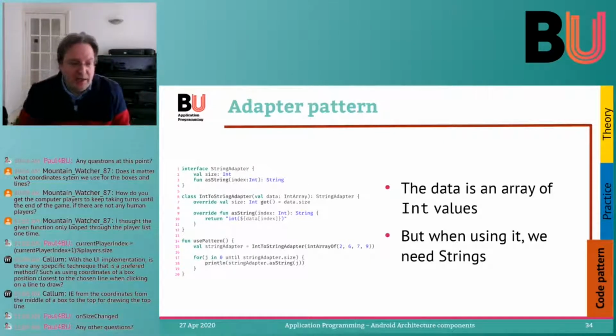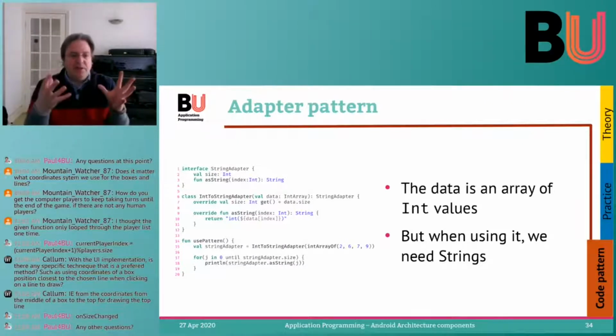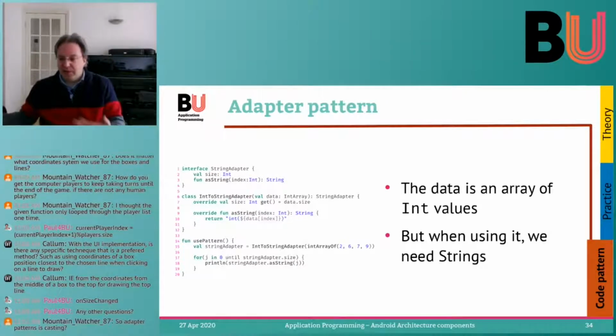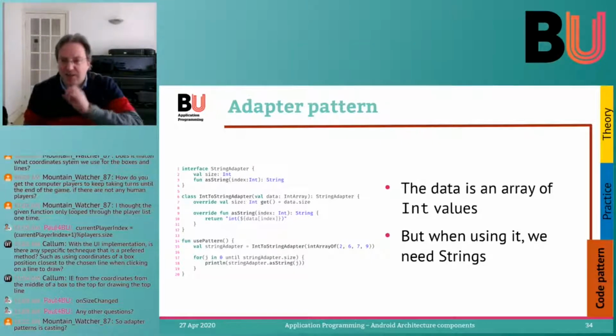And we might have data that is an array of integers, and we want to actually make them accessible as strings. You can create copies, but in this case we don't want to do that. In some cases the underlying data might change, so that means that you want to update this. So an adapter pattern isn't casting.